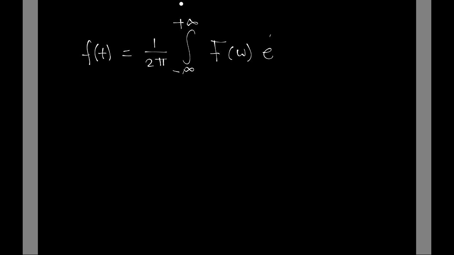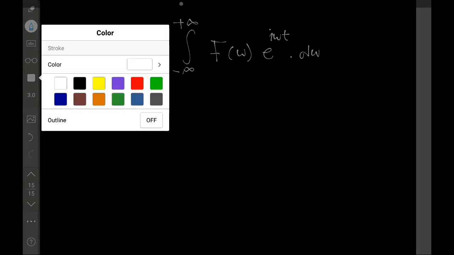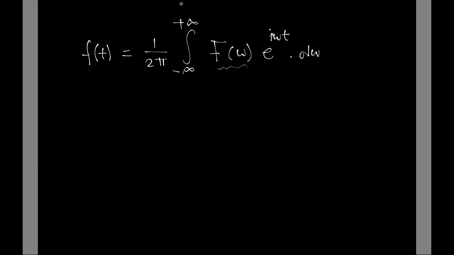If we have a function, and this function has a Fourier integral representation, which looks like this: f of omega e to the i omega t d omega. Now this f of omega in the Fourier integral representation is what is called the Fourier transform of f of t.